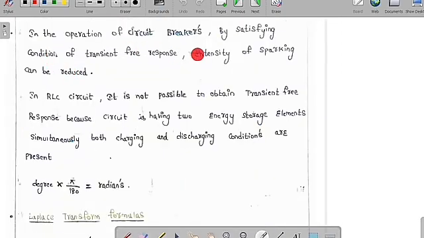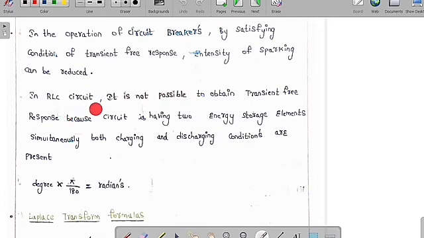In the operation of circuit breakers, by satisfying the condition of transient free response, the intensity of sparking can be reduced, because in circuit breakers there will be a lot of transient response. If you try to make a transient free response, then the intensity of spark can be reduced. Therefore, low cost devices can also be used. That is the reason a transient free response is best suited, and sparking can be easily reduced.